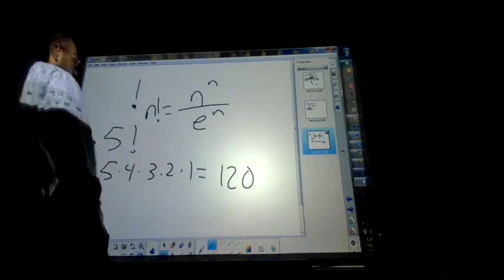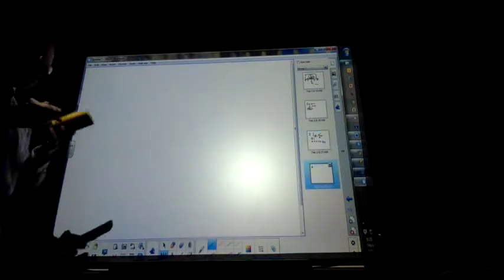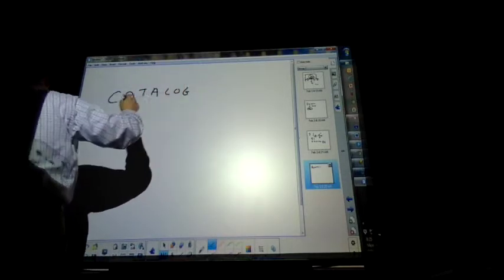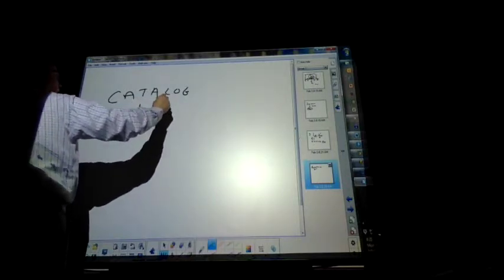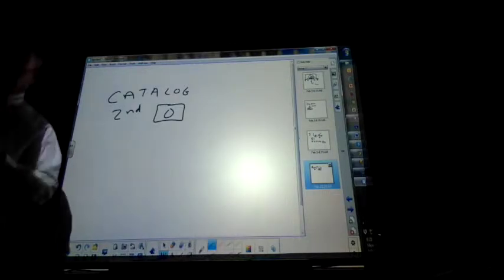Best place to find factorial on your calculator, if you forget where to find it, it's under two different locations. The first one is under catalog, which is the second of the 0 key. So if you go second catalog, and then you go up, because it goes all the way through all the alphabetical stuff, I can see it. It's right at the end.